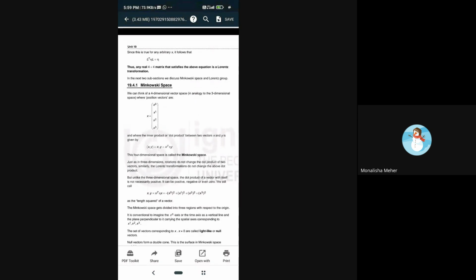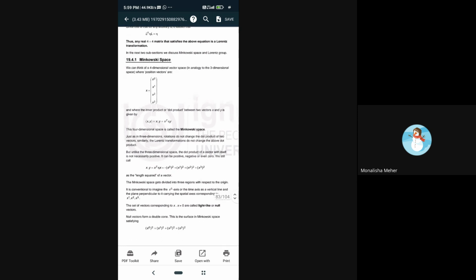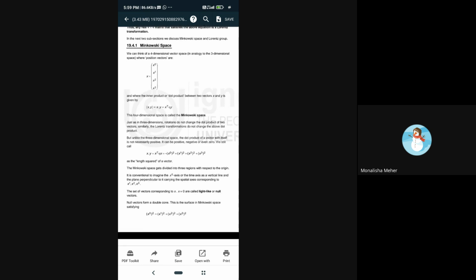And Minkowski space you usually come across in physics, where you can think of a 4-dimensional vector space in analogy to 3-dimensional space, where position vectors are x = (x0, x1, x2, x3). In relativistic physics, you will come across this, where the inner product or dot product between two vectors x and y is given by x·y = x transpose eta y. This 4-dimensional space is called Minkowski space.